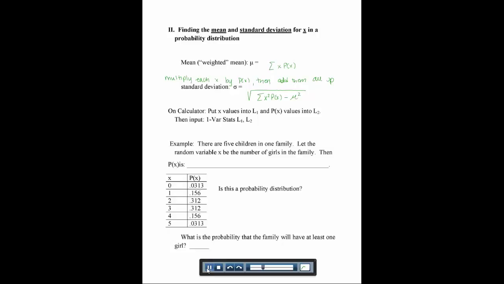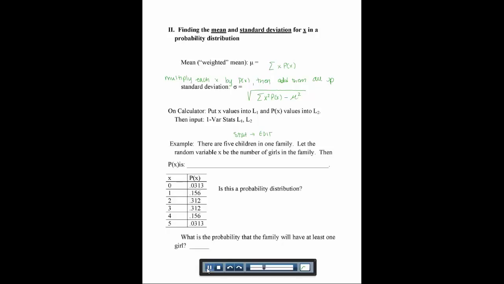Now, you can find both the mean and the standard deviation by putting all of your x values into L1. So remember, that's stat, edit, to get to L1. You'd put all of them in there. Then you would get out of that, go back to your home screen, and you would go stat, over to calc, do one variable stats.